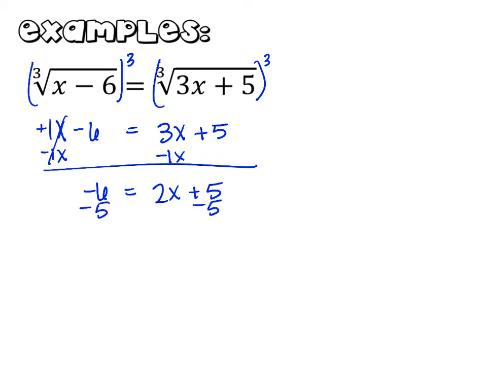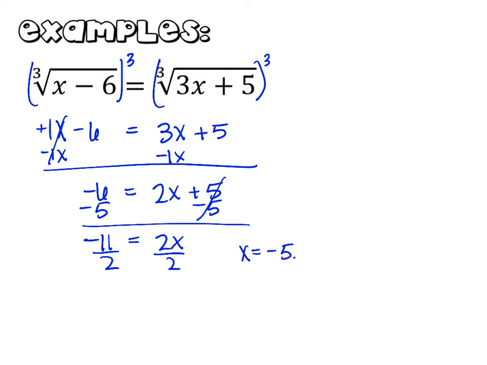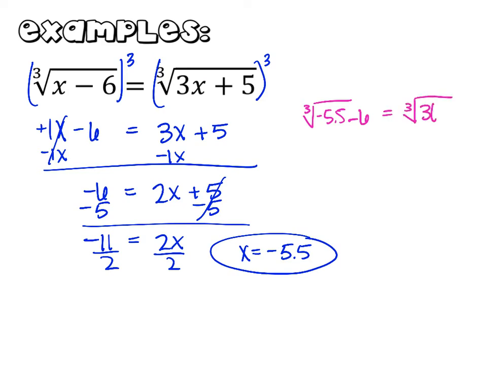Subtract 5 from both sides. I get 2x is negative 11. And when I divide by 2, I get x is negative, I could leave it 11 halves, I could put 5 and a half. I'm going to use the decimal just because I can picture 5.5 pretty easily. So now if I go to check my work, the cubed root of negative 5.5 minus 6, is that the same as the cubed root of 3 times negative 5.5 plus 5?